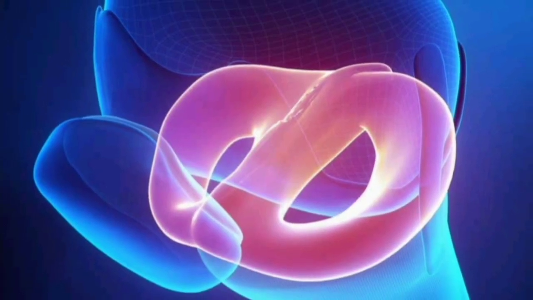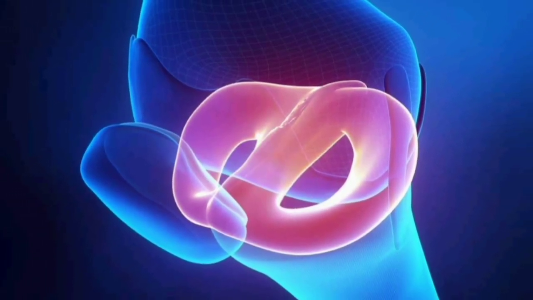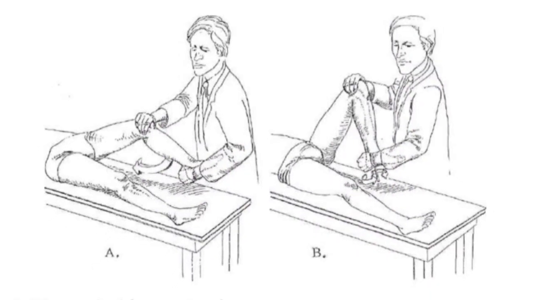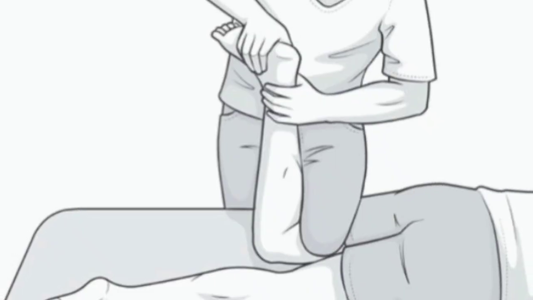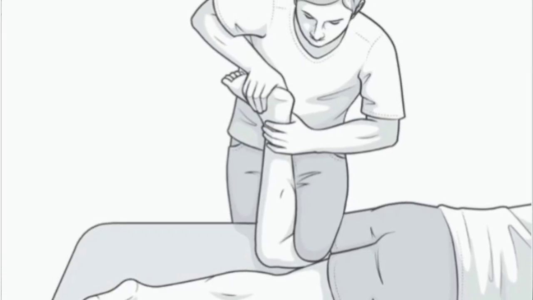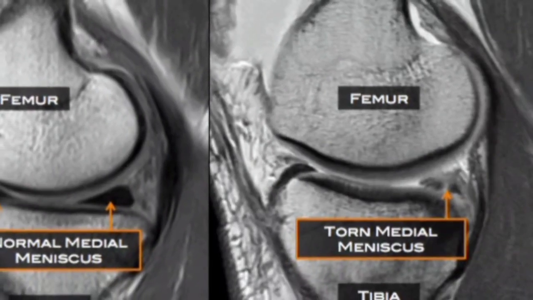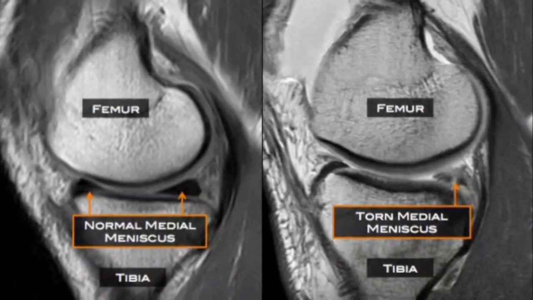How meniscus tears are diagnosed. If you suspect a meniscus tear, a doctor will perform clinical tests like McMurray's test, rotating the knee to check for pain and clicking, and Apley's test, applying pressure to the knee while rotating it. To confirm the diagnosis, an MRI scan is often used to assess the severity and location of the tear.